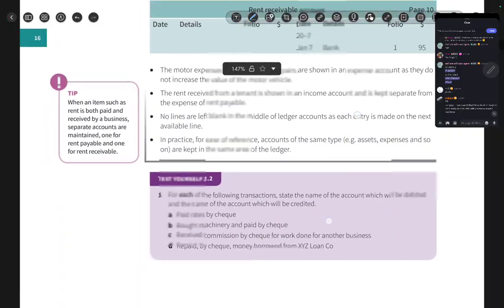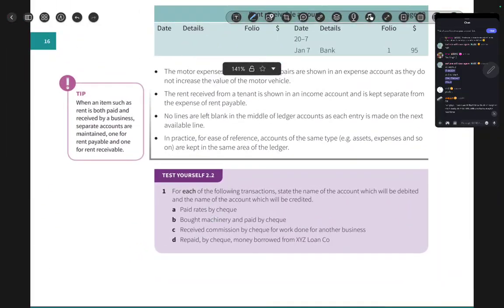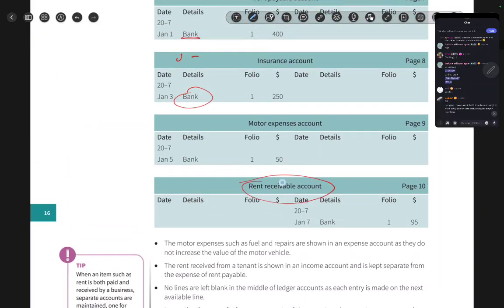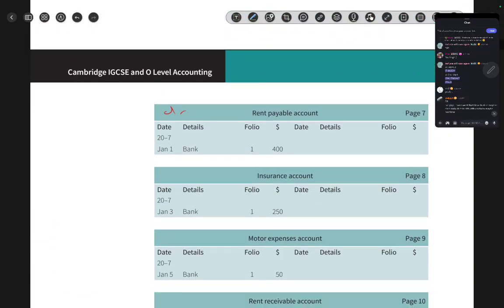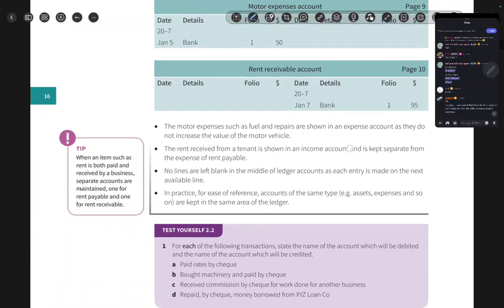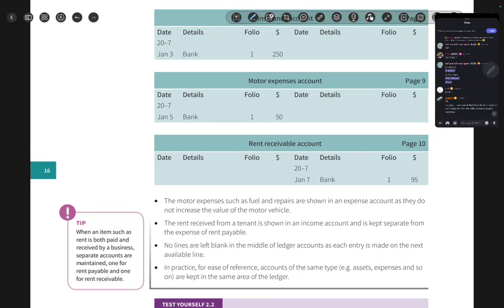Sounds pretty easy. When an item such as rent is both paid and received, separate accounts are maintained. You see here they have a rent receivable account. Now instead of making only rent account, you have a rent payable where you pay money to somebody and this is an expense, and you have rent receivable where you receive money by giving rent. So this is of course an income. All right. Now you see there's a difference, right?